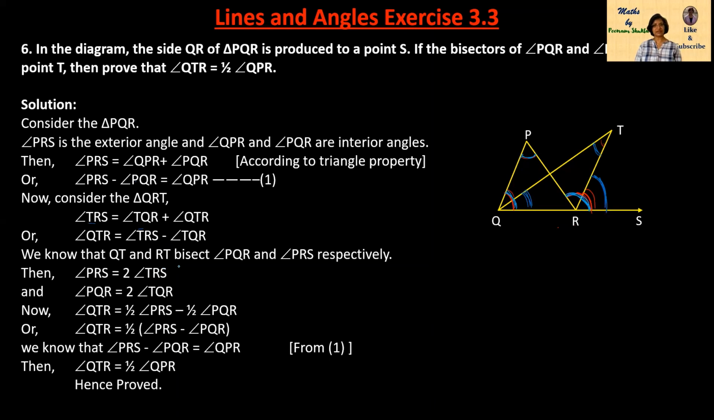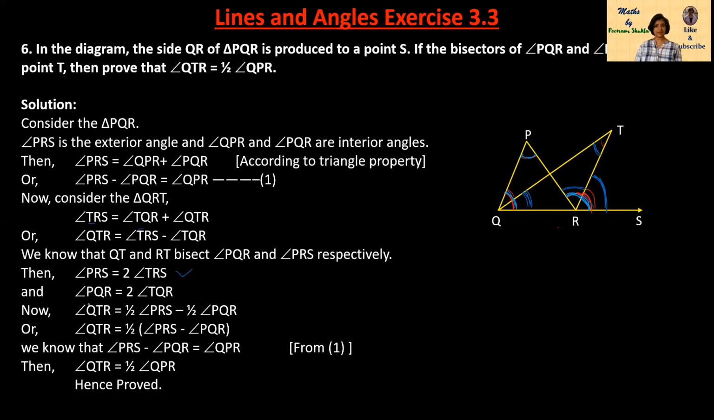We know that QT and RT are bisectors. So when these are bisectors, of angle these two, this angle and this angle. So here what we get, PRS equals to 2TRS. This equals to this angle. So because this is bisector line, so this angle will be 2 times either this or this. So PRS equals to twice TRS, which we have written here.